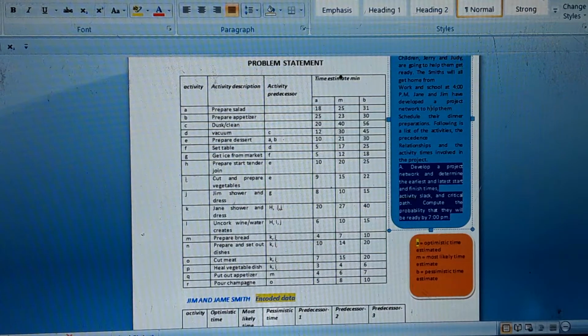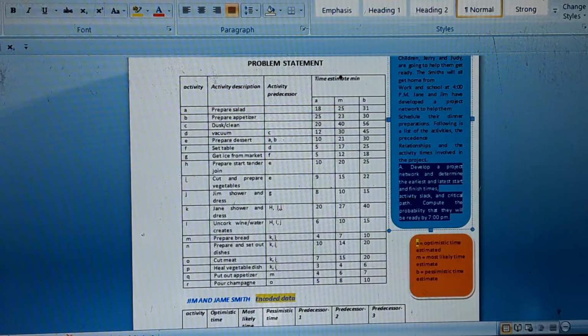So if you can see, this is the representation of the table. They have the activity, activity description, activity predecessor, and time estimate mean.